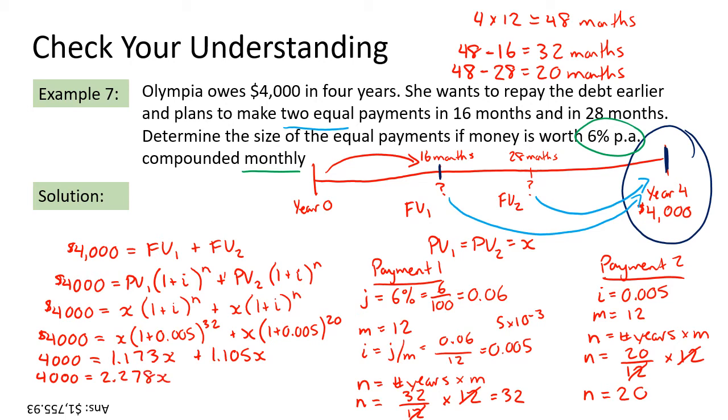So now, just like we've done for algebraic equations, we need to solve and just have x by itself, because x, remember, is equal to our payments, right? And they were equal payments. So our present value numbers for both payment 1 and payment 2. So to do that, you have to divide both sides by 2.278 to remove it from the right side of the equation. So now 2.278 divided by 2.278 is just 1. And we're left with solving for x, which is our payments, and we get $1,755.93. Okay?